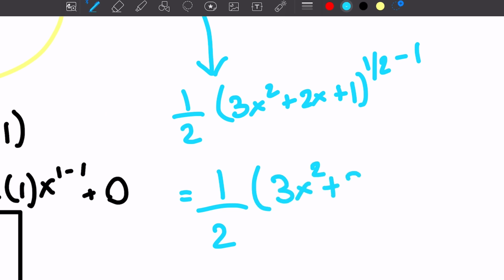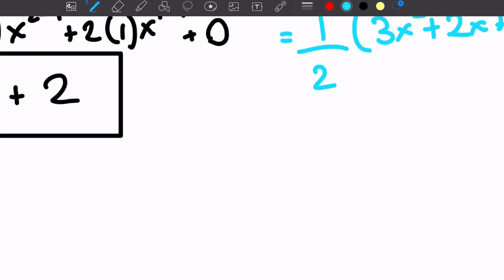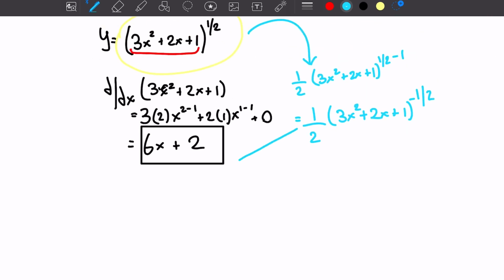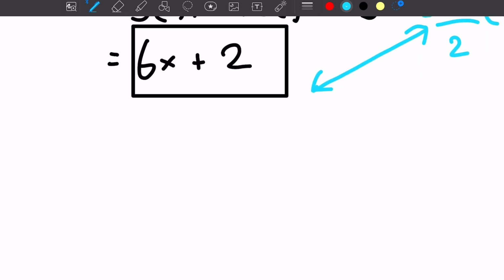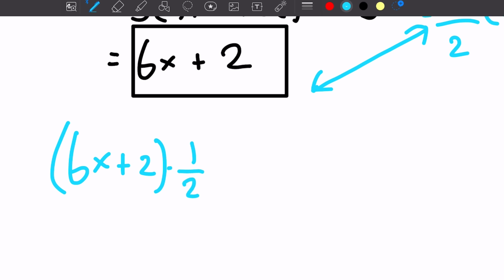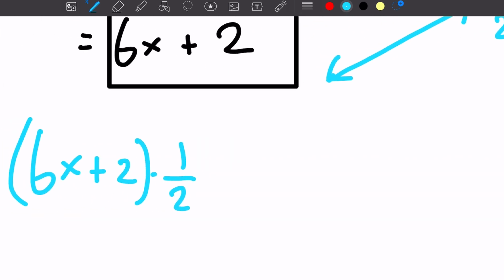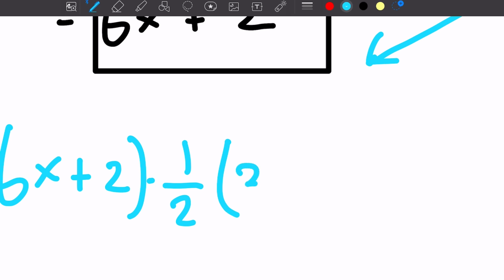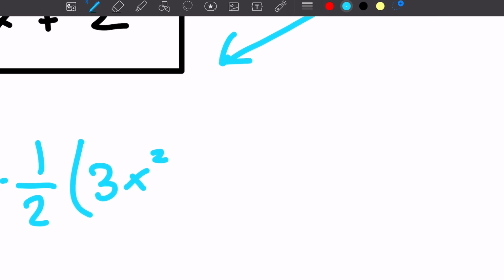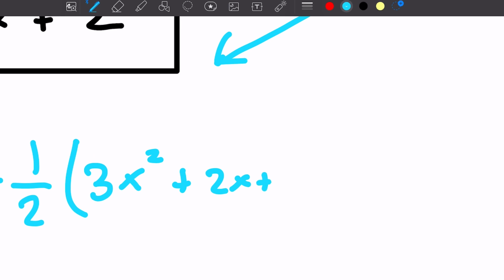Yeah, this example is going well. If you're doing this in your head or in the book, this should be going well for you. You should almost be able to see the answer already. So yeah, we essentially know the answer right now, because we just have to multiply these two things. Multiply the inside by the outside, and you have the answer. So we'll have 6x plus 2 times a half of 3x squared plus 2x plus 1 to the power of minus a half, my apologies.